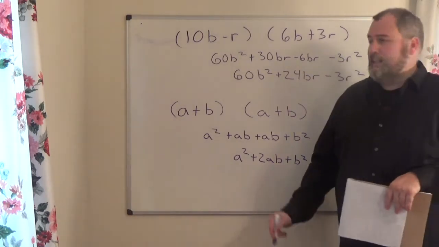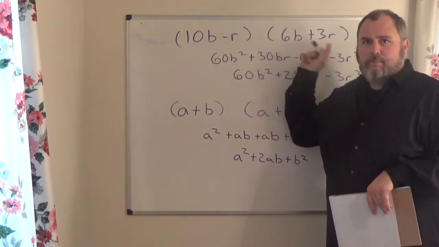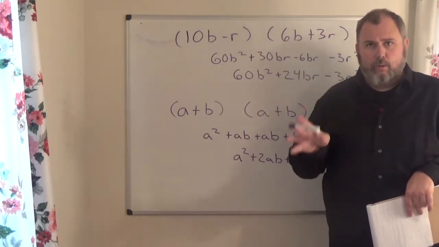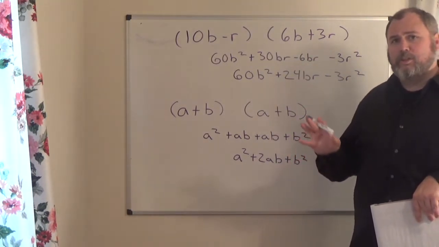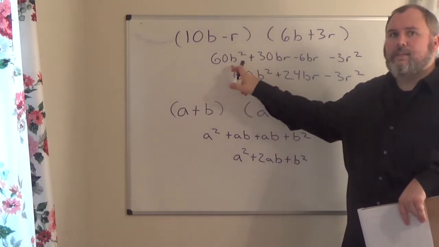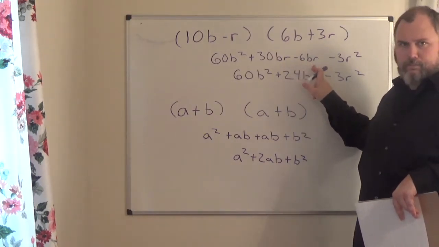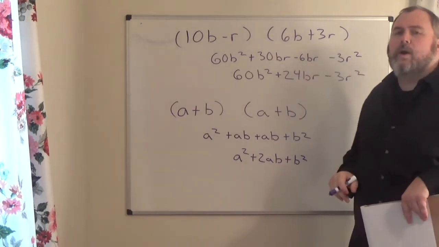In the first problem I asked you to do, it was 10b minus r times 6b plus 3r. I'm not going to do the whole FOIL method with you. I'm just going to show you what you should have got. The first part after your FOIL, you should have had 60b squared plus 30br minus 6br minus 3r squared.